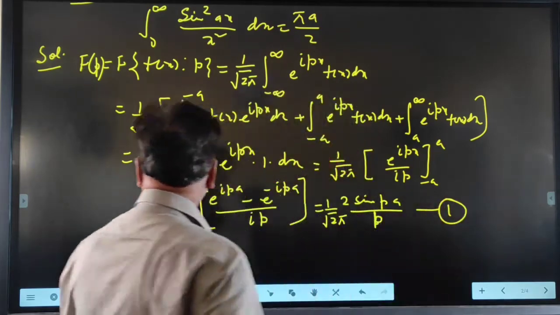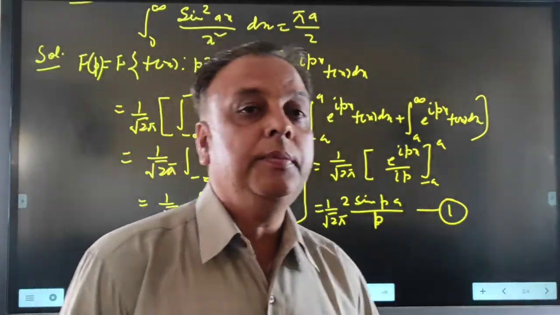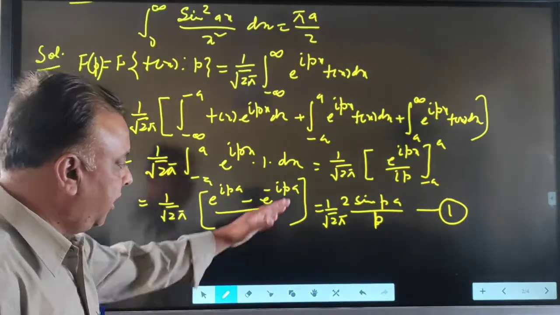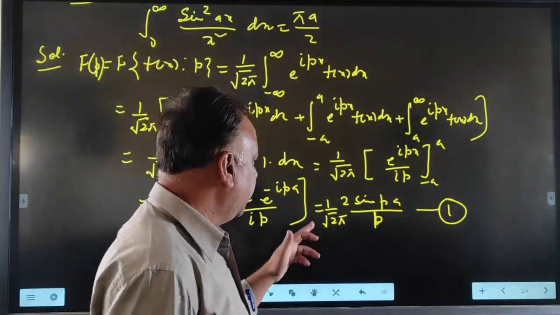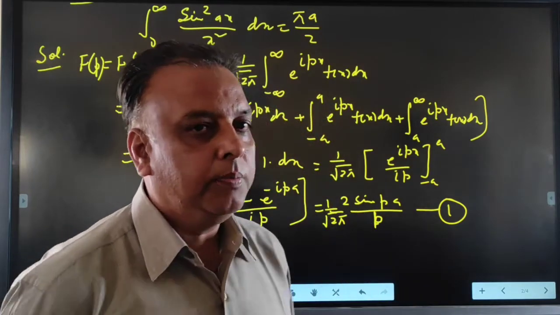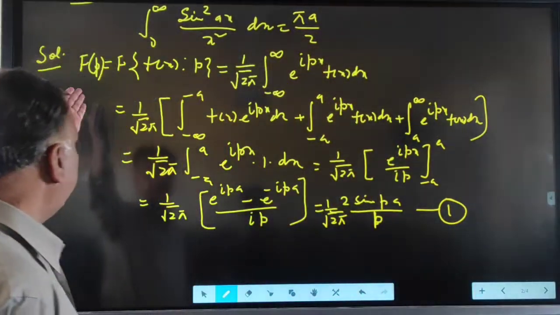So for the first part, we find that the Fourier transformation of the given function is 1 upon root 2 pi into 2 sine pa upon p. This is the first part of the problem. This is given as F(p).